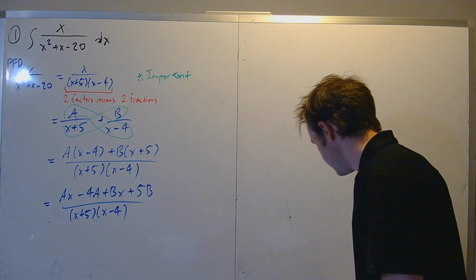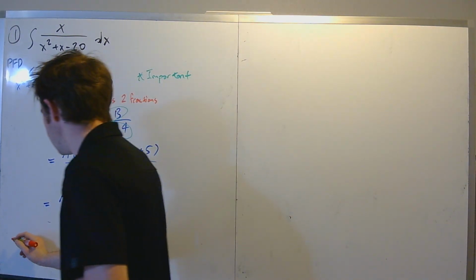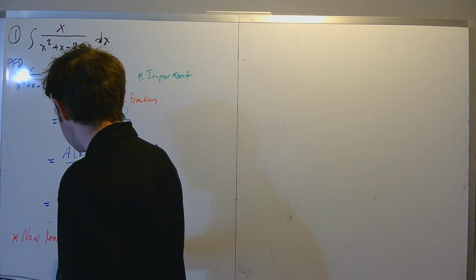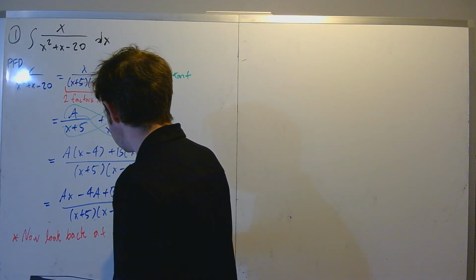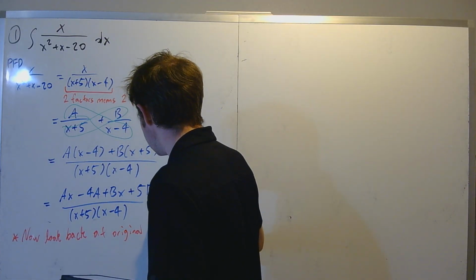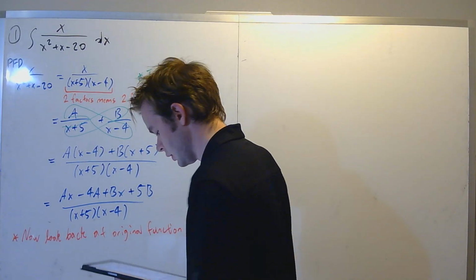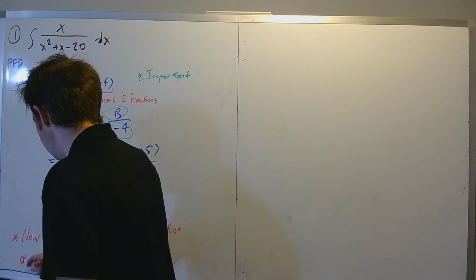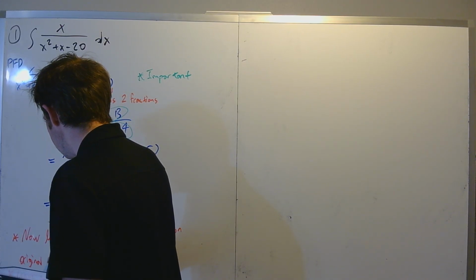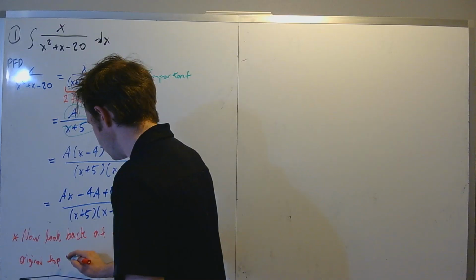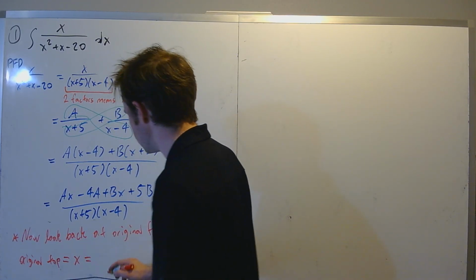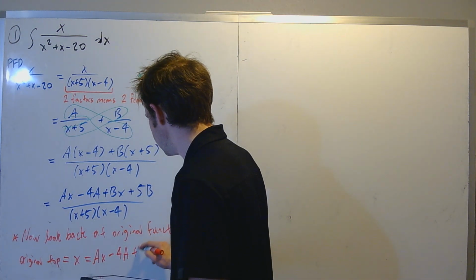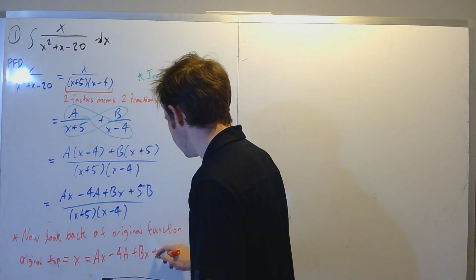So I'll say here, now look back at original function. If we look at the original function, we're going to get the original top. The original numerator was x, and that's equal to the thing that we just found: ax minus 4a plus bx plus 5b.